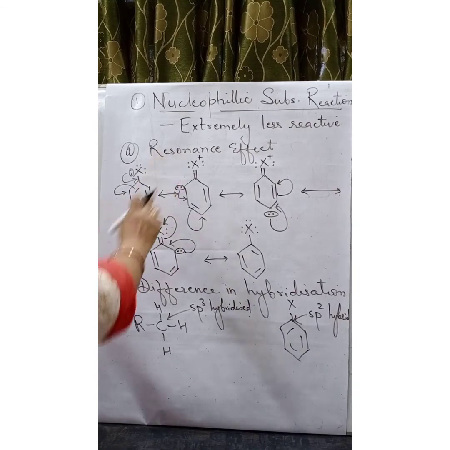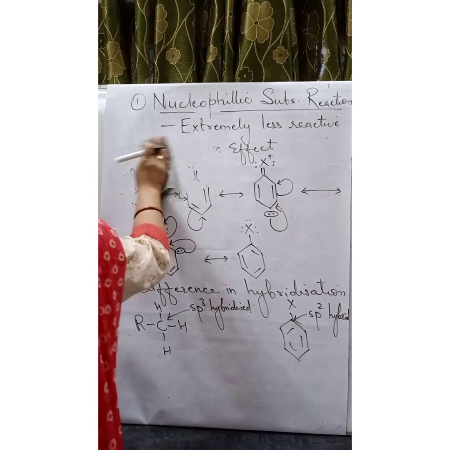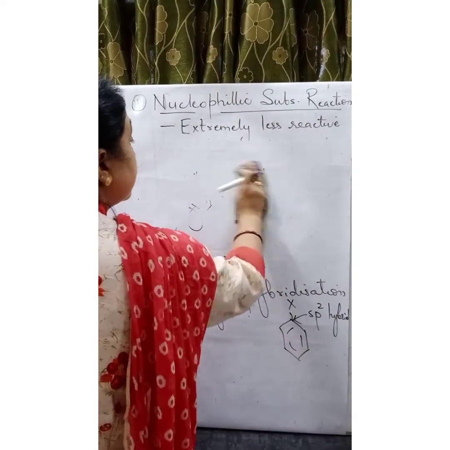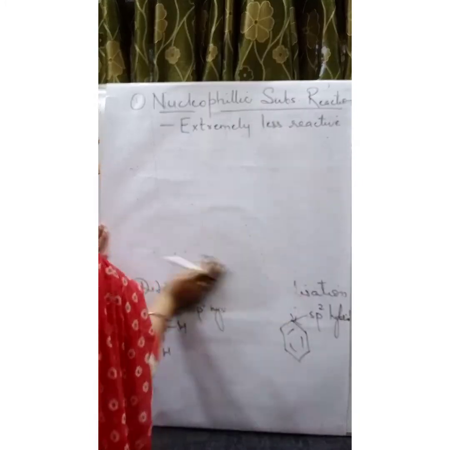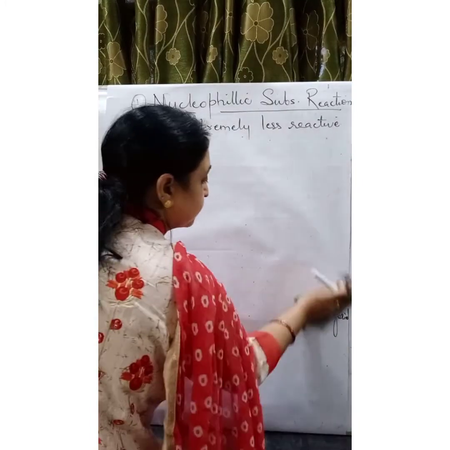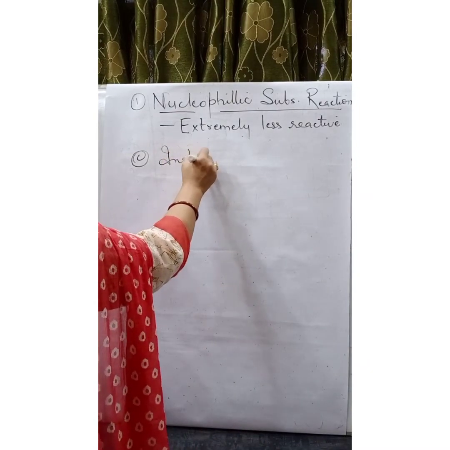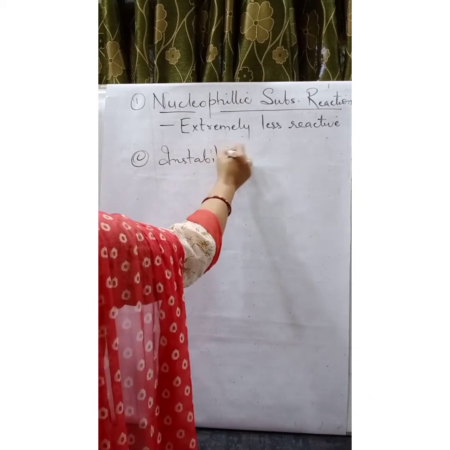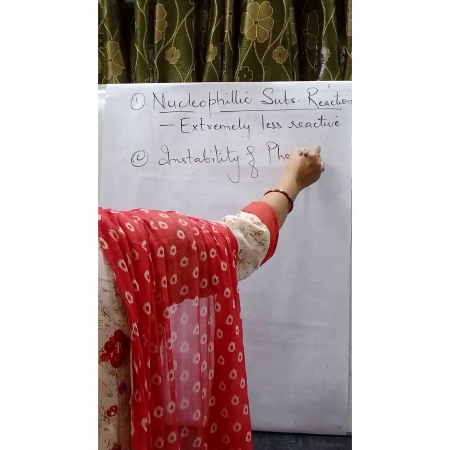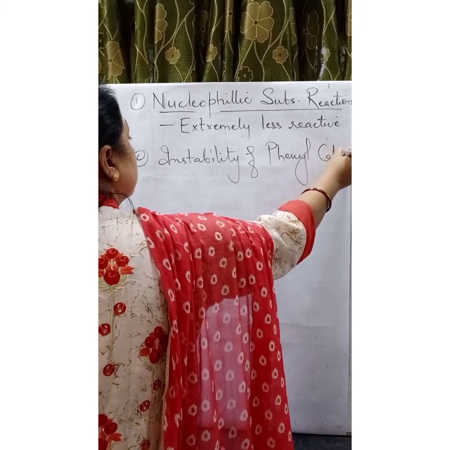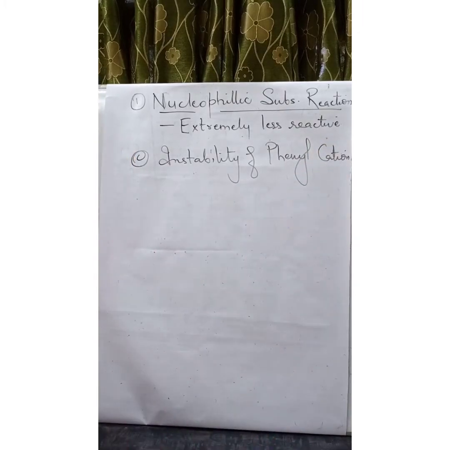In case the halogen is forcefully removed, then the third factor which comes into picture is the instability of the phenyl cation, which is being formed due to loss of halogen. So the probability of SN1 mechanism is ruled out.